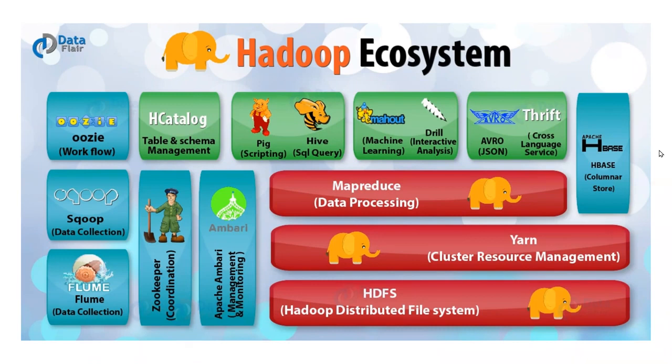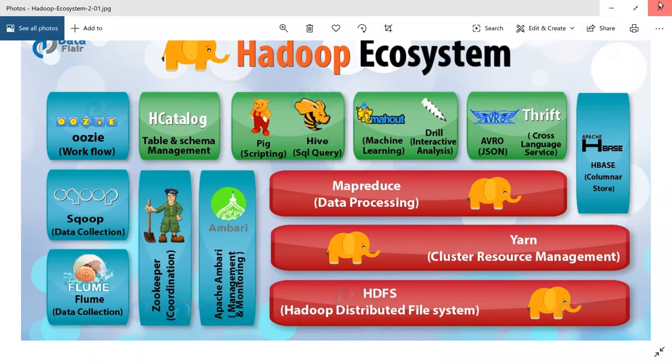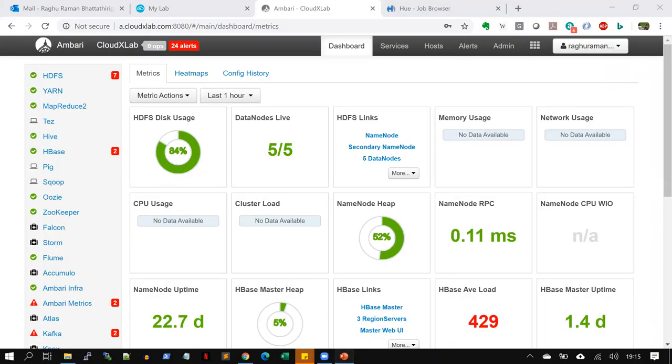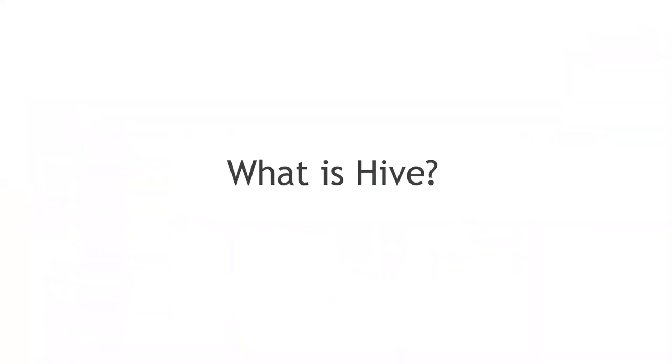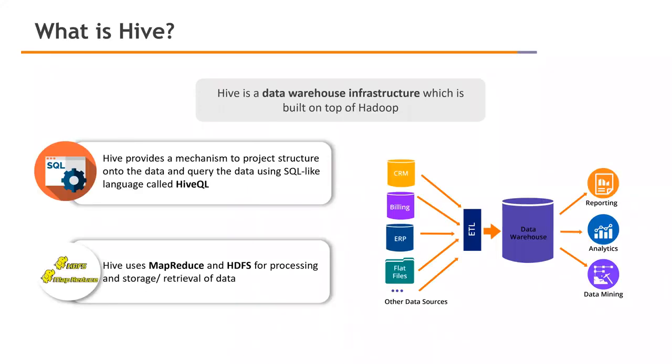So now this is called Hadoop ecosystem tools. And now let us discuss today's topic, which is nothing but Apache Hive, right? So let me just go to full screen. Yeah, so today we are going to discuss something called Hive, right? Let's see what it is. So Hive is a data warehouse infrastructure which is built on top of Hadoop, right?